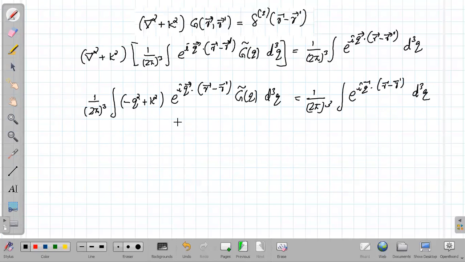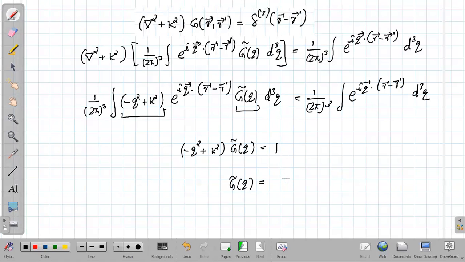Okay, now just comparing the left side and right side, we can identify that this term must be equal to 1. That is, minus q square plus k square multiplied by the Fourier transform of the Green's function must be equal to 1, or the Fourier transform of the Green's function g tilde of q must be 1 upon minus q square plus k square. So very easily we have found the expression for the Fourier transform of the Green's function.